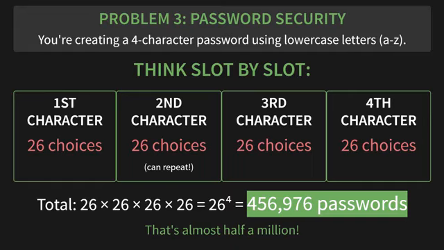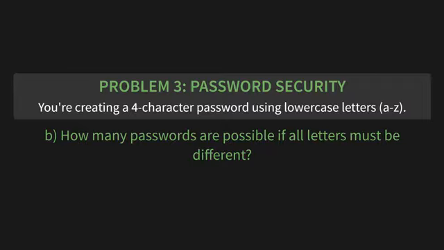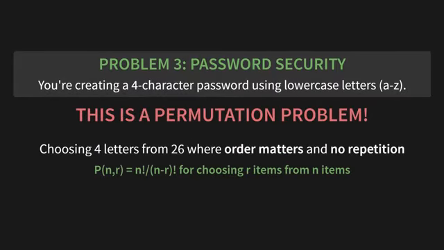When we multiply it all out, we get almost 500,000 passwords, 456,976 to be exact. That's almost 500,000. But what if all letters must be different? Now it's a permutation problem. We're choosing 4 letters from 26, where order matters and no repetition is allowed.